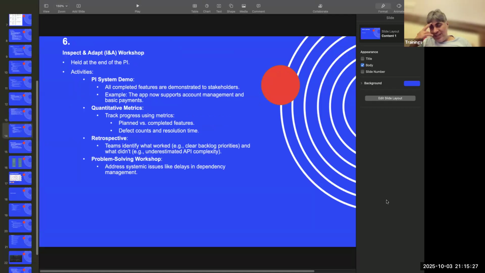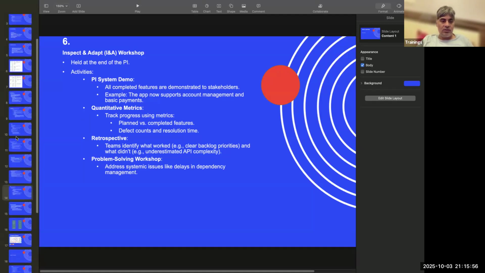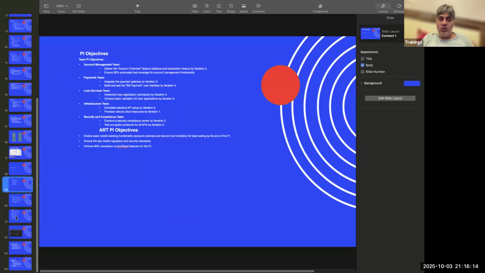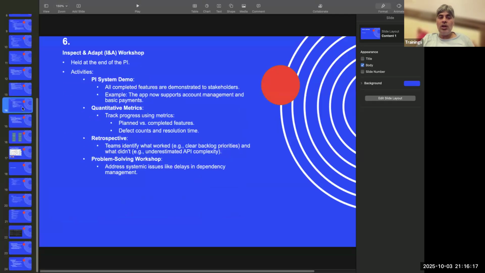So what we are discussing now, guys, is the last 2 events in SAFe. One is the innovation and planning. The last event in SAFe is the inspect and adapt workshop. In the inspect and adapt workshop, which is the last event of the program increment, what happens is the final system demo. So all the completed features, all these blue color cards, these are the features. All of these will be demonstrated to the stakeholders.